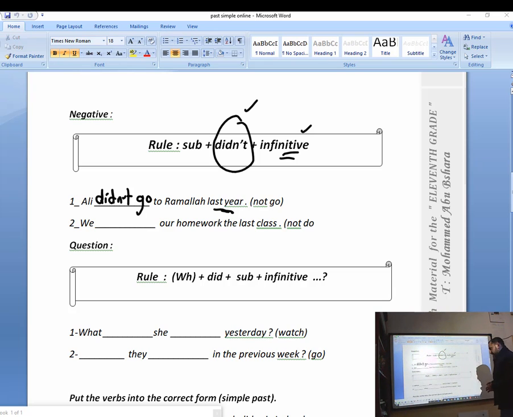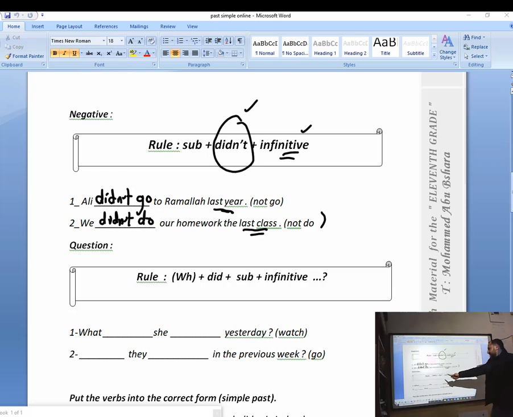Here, didn't plus the infinitive. We did our homework last class. Last class, although something happened in the past, not did means didn't do. We didn't do our homework last class. This is the rule of the negative of the past simple, and right now we are going to speak about the question for the past simple.